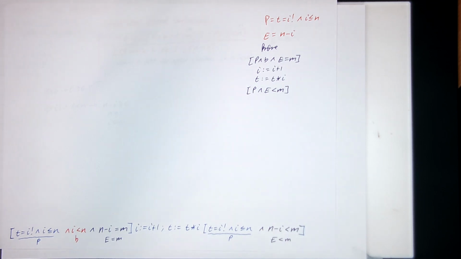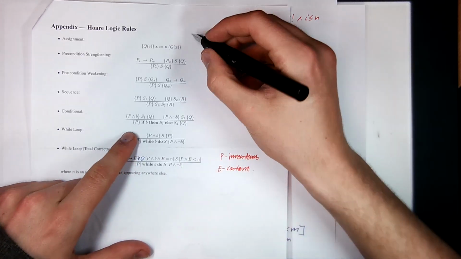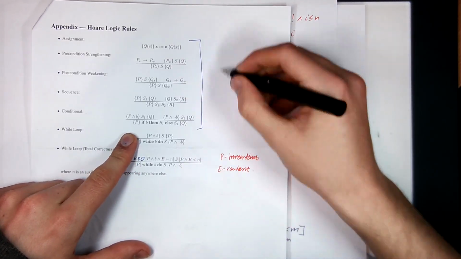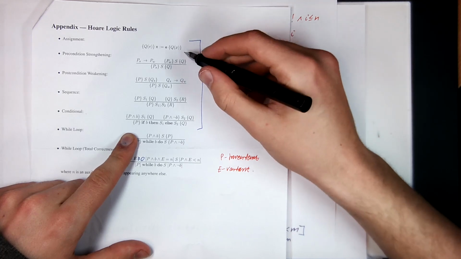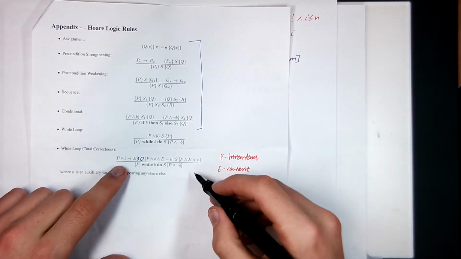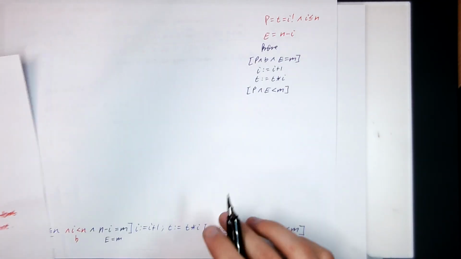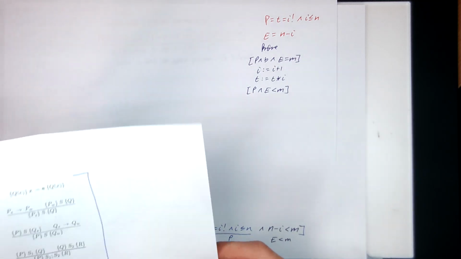And even though it's square braces, all our rules are actually completely identical. The only rule that changes is the while rule. All of these rules here are exactly the same in total correctness land, so you could write these rules down with square braces and they'd all work. It's only these two rules that are different between partial and total correctness. So all the rules we're going to apply here are just the standard Hoare logic rules.